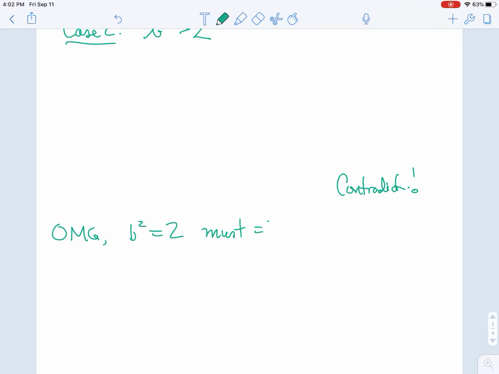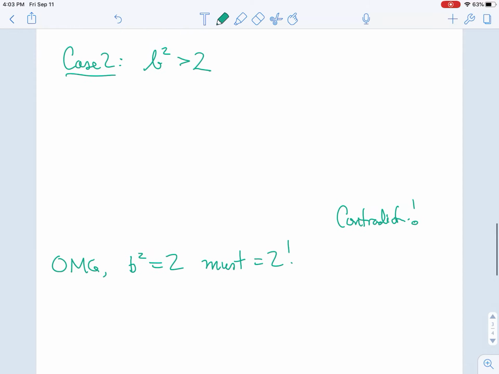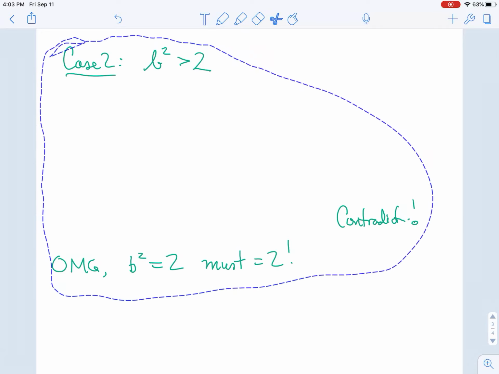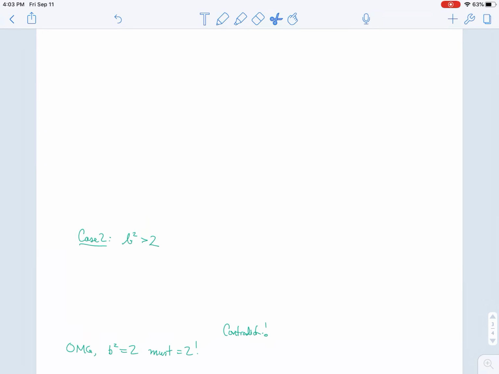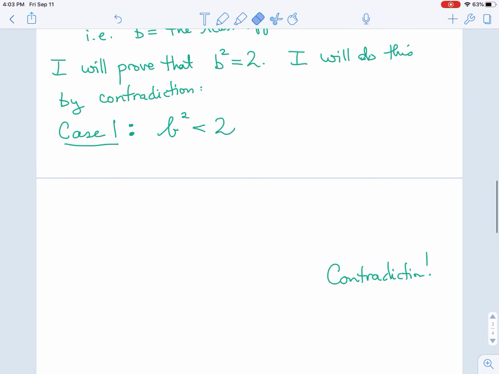B squared must equal 2. And then we're done. So this number squared is exactly equal to 2. So I'm going to take all of this, I'm going to shrink it down to something very, very tiny, just so it's in the notes.